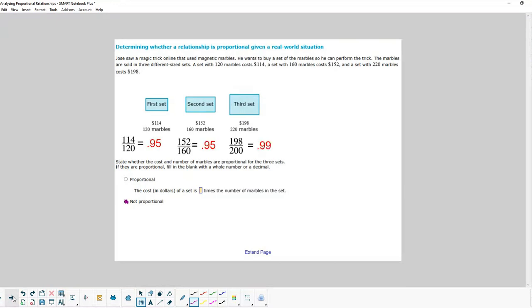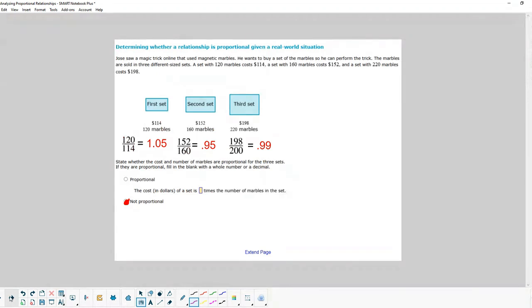So let's do our dividing. And the first two, 114 divided by 120 is 0.95, or 95 cents a marble. The same with set 2, 95 cents a marble. But set 3, for some reason, they're charging a little bit more. That's 99 cents per marble. So this would not be a proportional relationship.